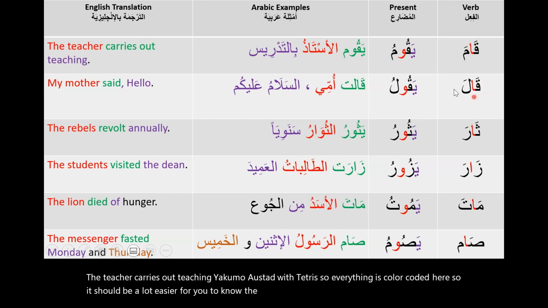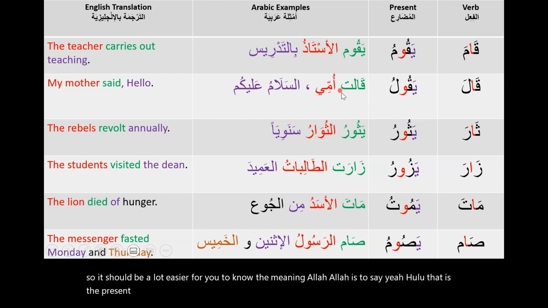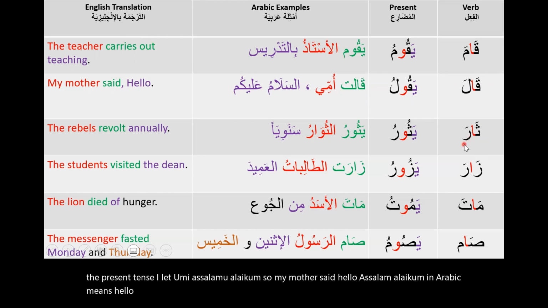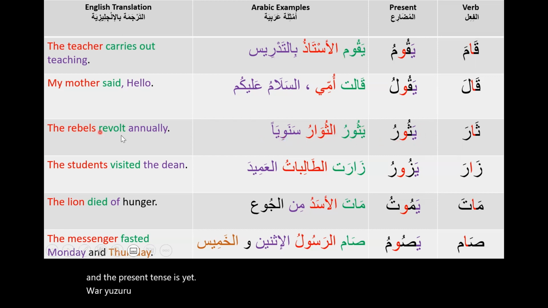قال is to say. يقول, that's the present tense. قالت أمي السلام عليكم. So my mother said hello. السلام عليكم in Arabic means hello. ثار is to revolt, or like those who do revolutions. ثار, and the present tense is يثور. يثور الثوار سنويا. So the rebels or the revolutionists revolt annually or yearly or each year.